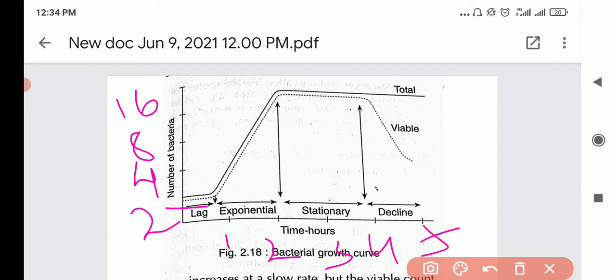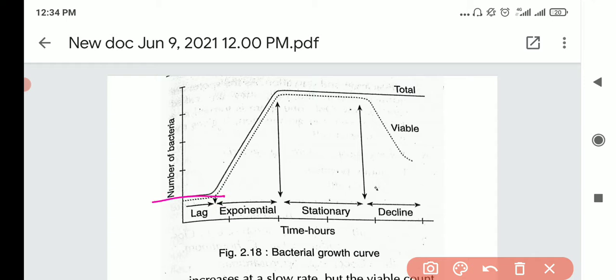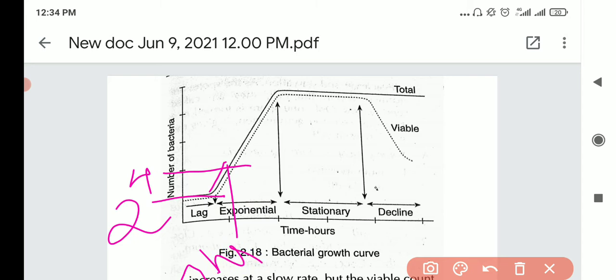So now let us see. First we started with only 2 bacteria. Here, we started with only 2 bacteria. Then it grew. Now the number of bacteria will be 4 after, hypothetically, 1 hour. Then, hypothetically, after another half an hour, 1.5 hours, we got how many?